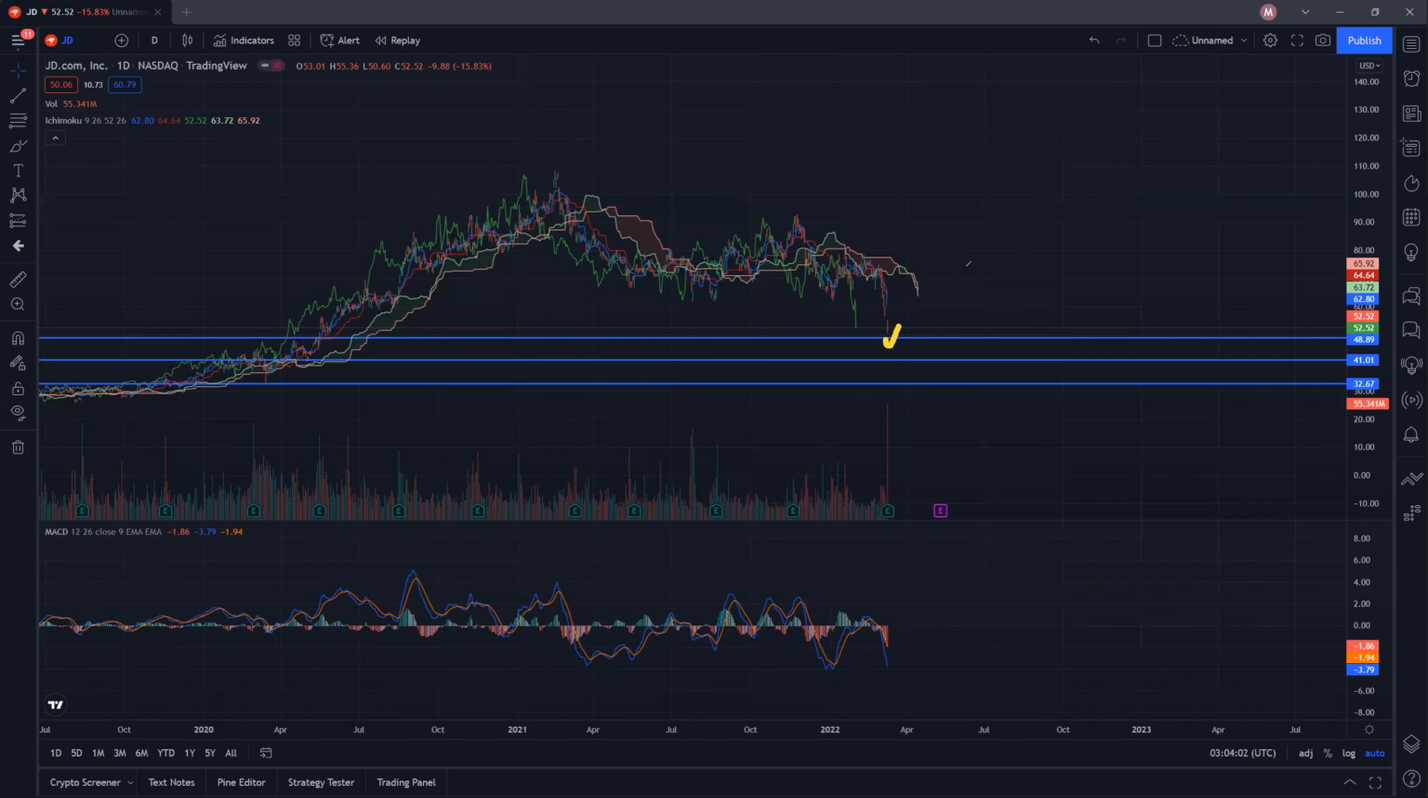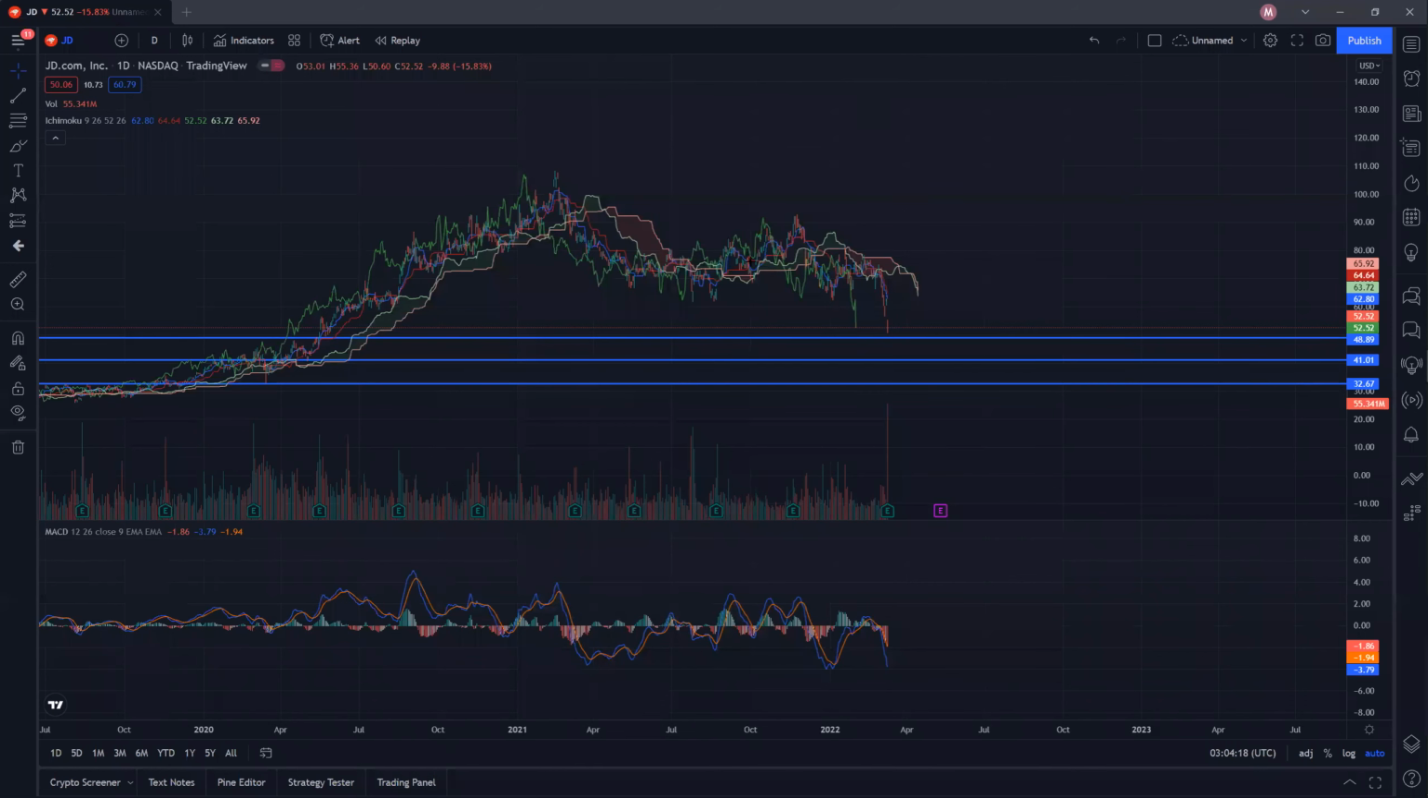I do expect rebounds. I don't expect a reversal so soon, because if we are currently on a downtrend, we'll just continue to slide further. Along the way, there'll be rebounds. It's also opportunities to get out or to clear your positions.